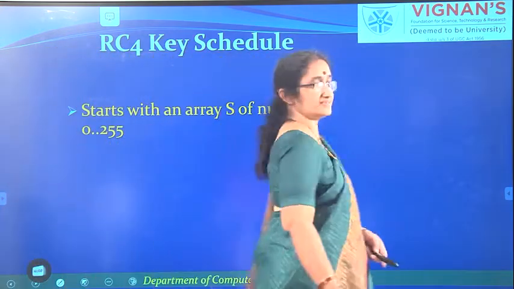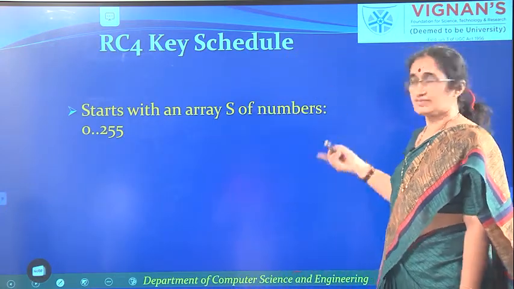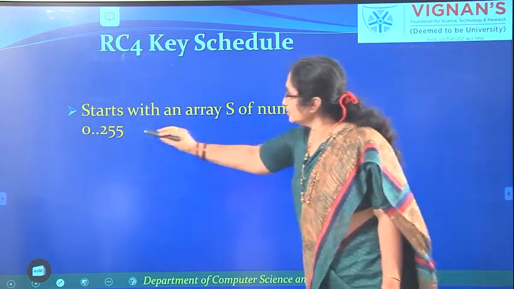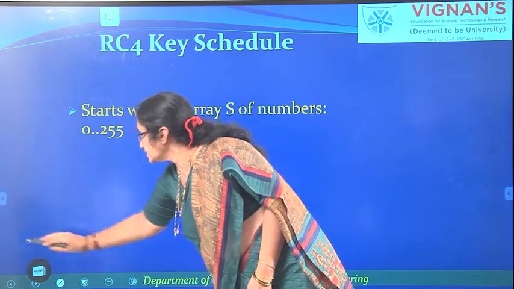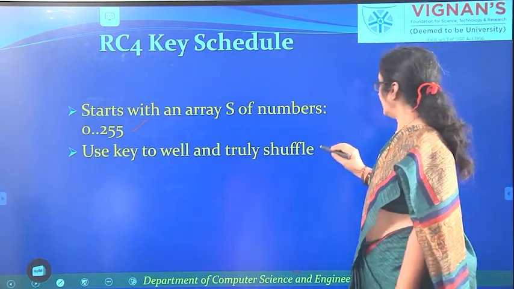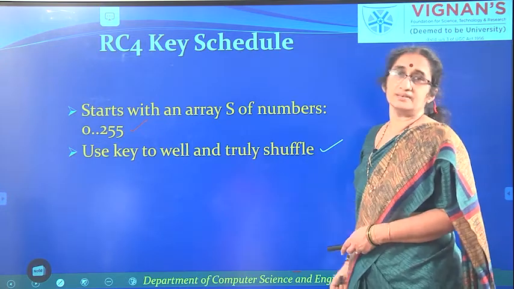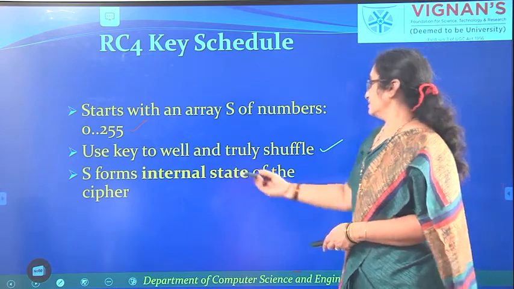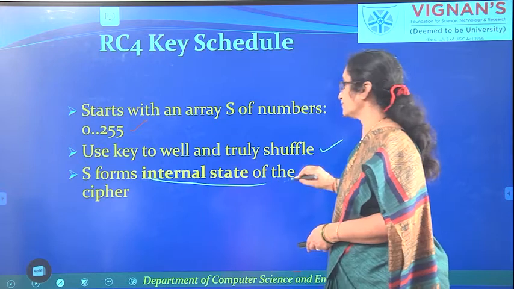Here you can see whatever I have discussed, we have written here, you can just go through it. It starts with an array S and its value ranges from 0 to 255, and we use a key, and using that key we try to shuffle the array. S, that is nothing but the array, you call it the internal state of the cipher.